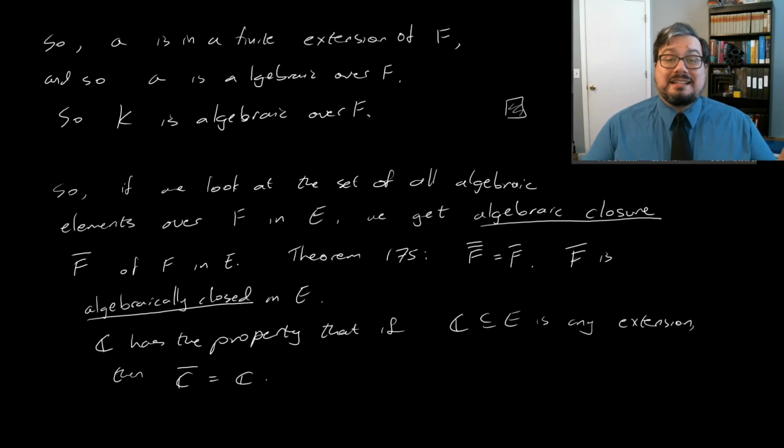So the complex numbers are sort of universally algebraically closed. No matter what field extension you take of them, they're always going to be closed in it. It turns out that every field is contained in some universally algebraically closed field like this, but the proof of it does require some more advanced techniques that we are unfortunately not going to be able to cover here.